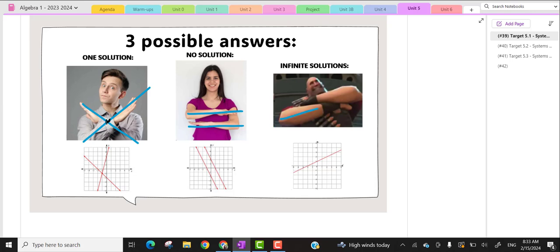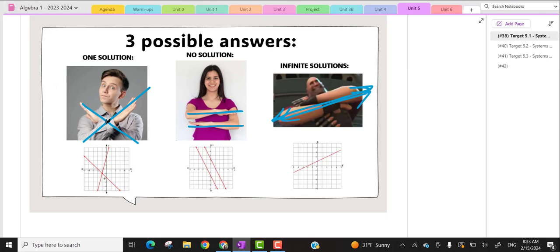The last one is infinite. So it's when you have a line on top of another line. And that's called infinite solutions. So el último tipo se llama infinitos soluciones, or soluciones infinitos, porque es una línea sobre la otra línea. So hay muchas intersecciones.